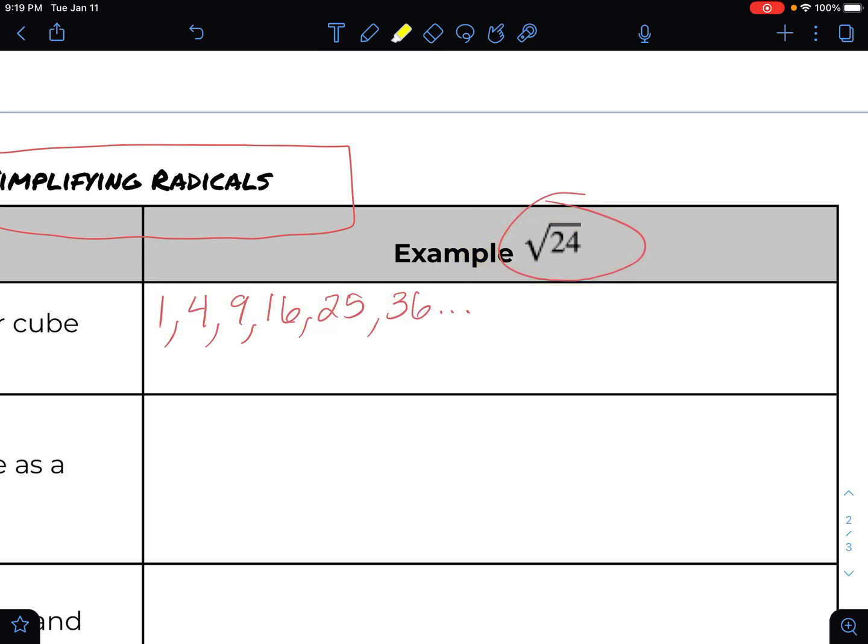Well, I know 36 and 25 are too big, so I can't even think about those. So next is 16. 16 does not go into 24 evenly. Therefore, I go to the next one. 9 also doesn't go into 24, so I go to the next one. 4 does though, which is good. So we can break this up into the square root, and instead of 24, now it's the square root of 4 times 6 gives me 24.